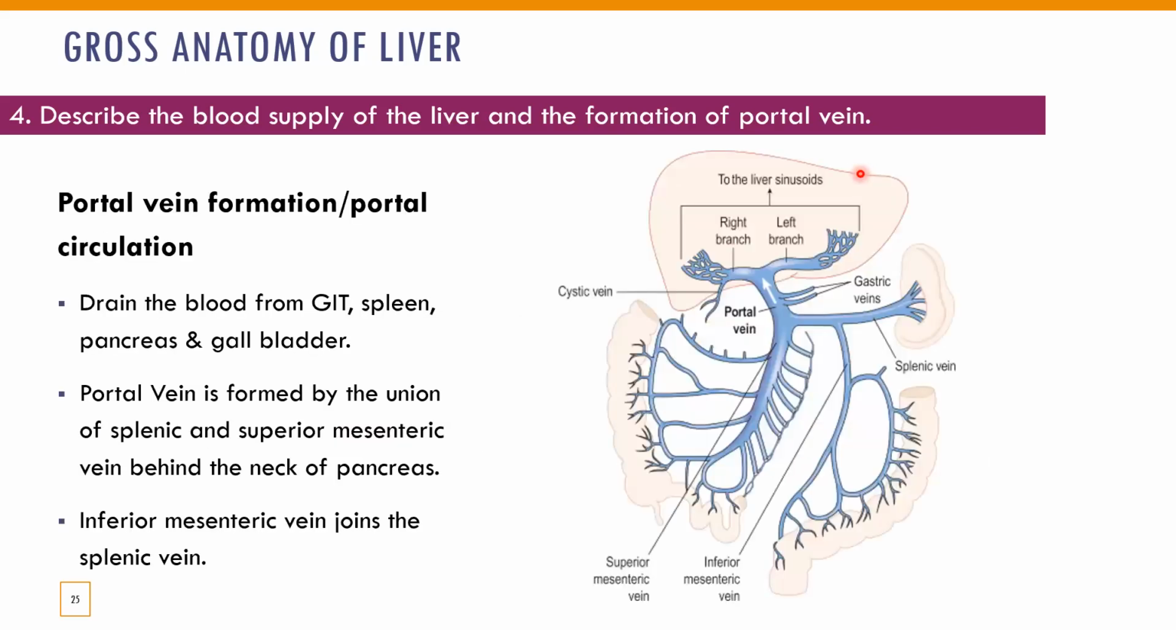What is the portal vein? What is portal vein formation, or portal circulation? The portal vein drains blood from the GI tract, the spleen, the pancreas, and the gallbladder. The portal vein is formed by the union of the splenic vein and the superior mesenteric vein, and also the inferior mesenteric vein, which joins the splenic vein. The portal vein contains highly nutritious blood from the GI system.